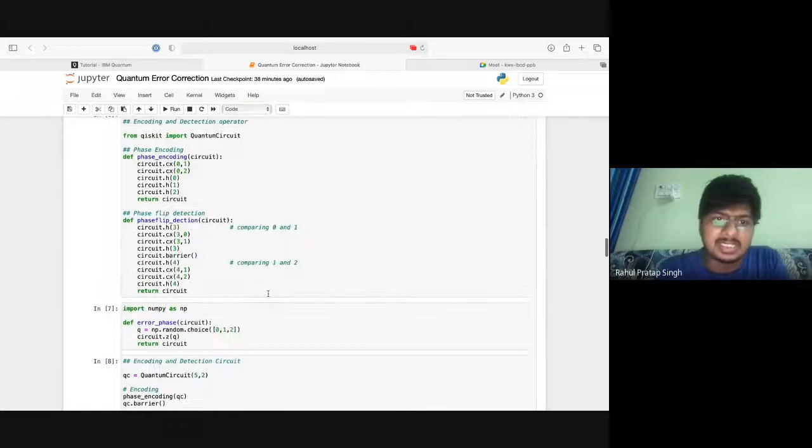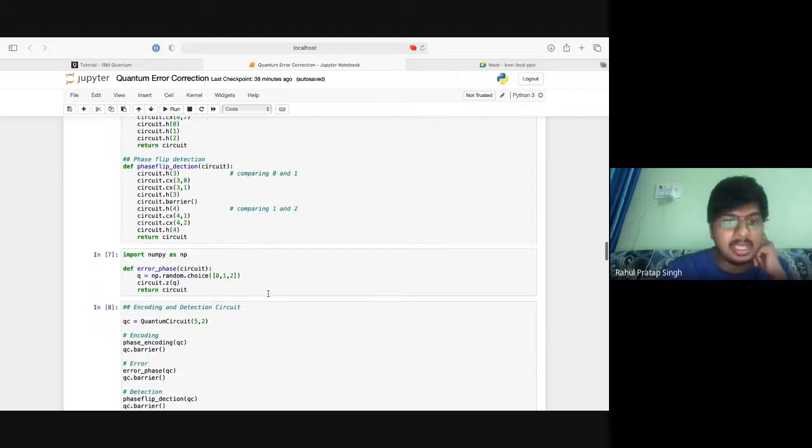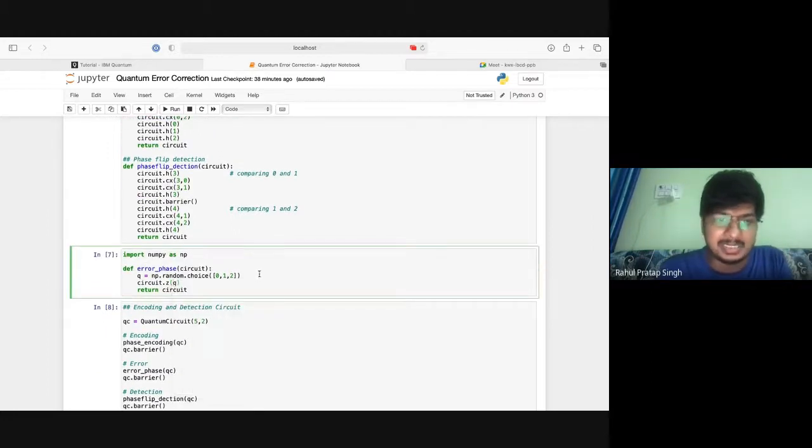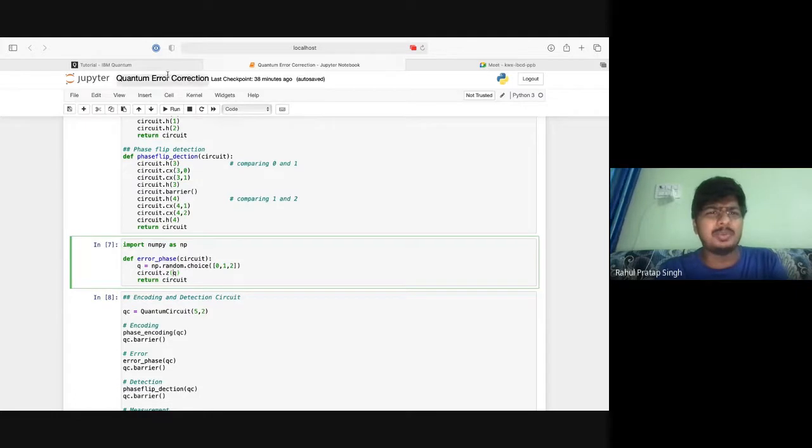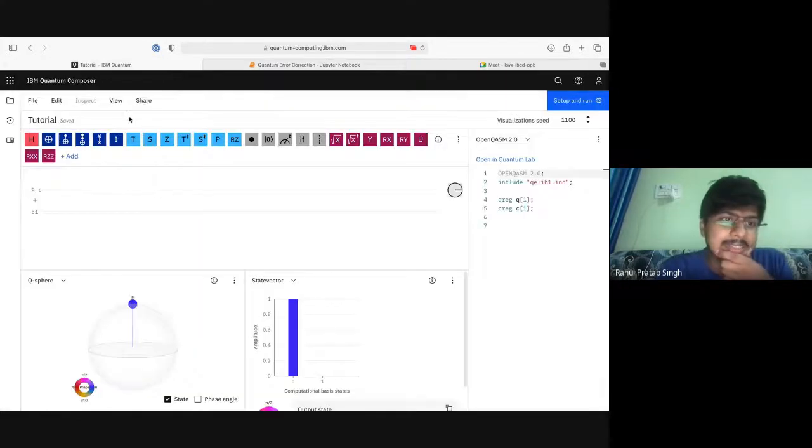The only difference is the encoding technique changes and also the detection techniques. And yep, the error is represented by the Z gate. It gives you a phase error. And yep, one simple way to check it is simply doing it here.